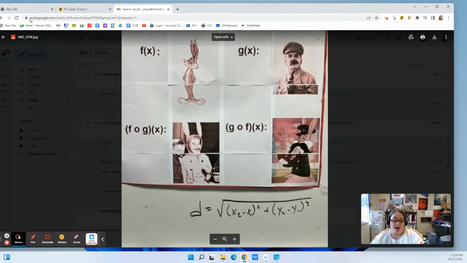But wherever I have an x in whichever one I'm plugging it into, I'm going to plug in whatever the g of x is. And so I'm going to show it to you. I just wanted you to see it as Bugs Bunny and Stalin first, because who doesn't want to watch Bugs Bunny get plugged into Stalin and vice versa.